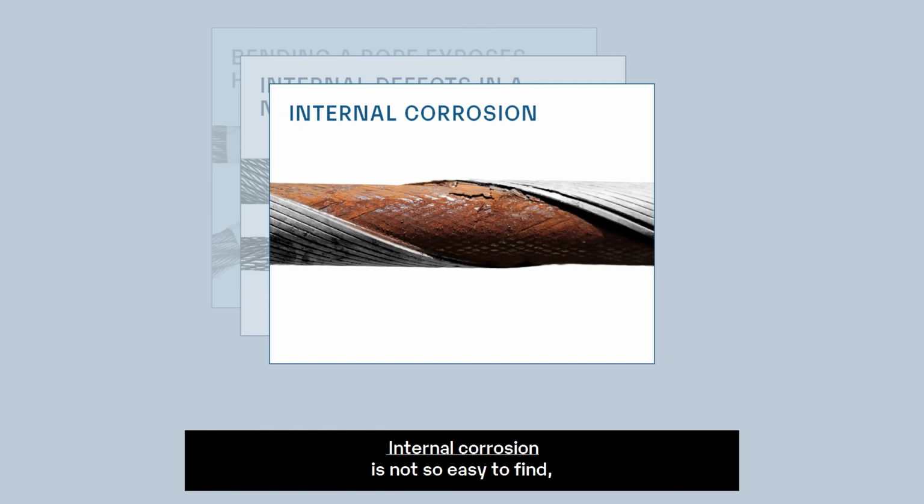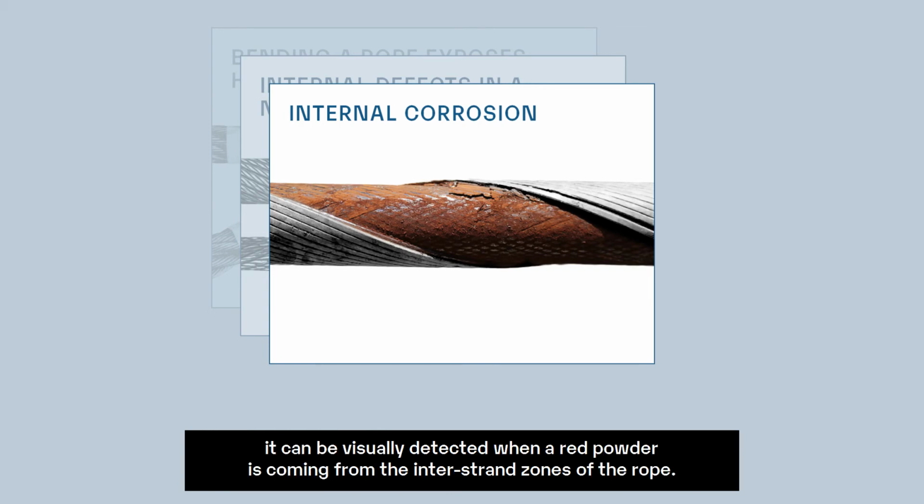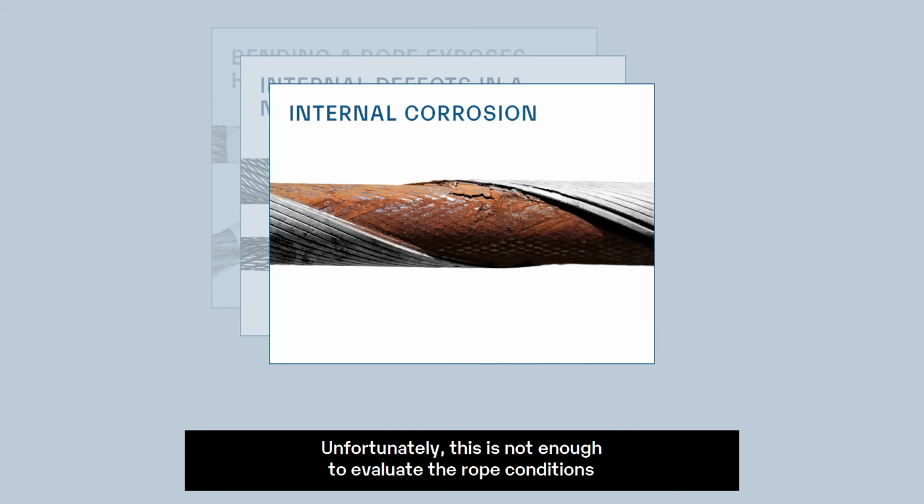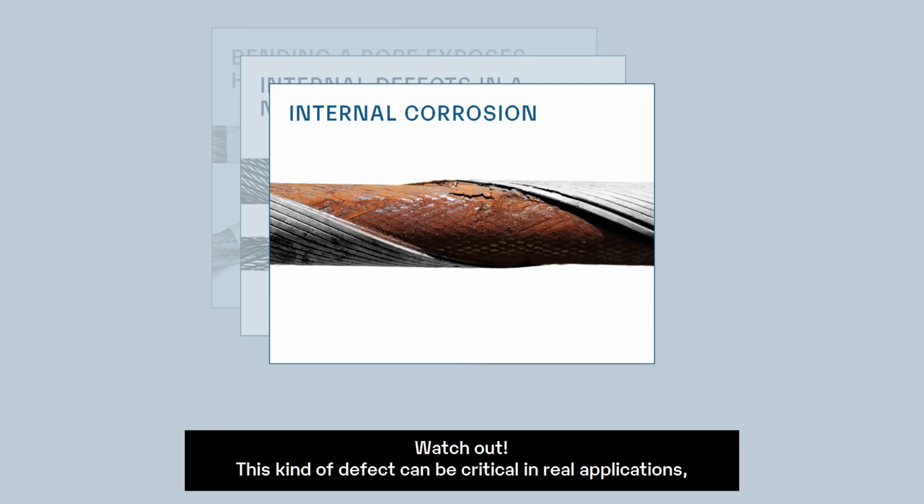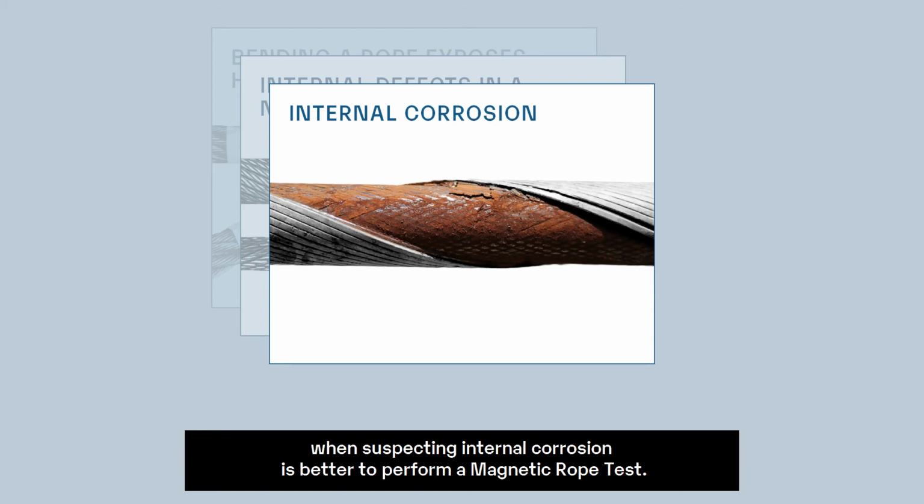Internal corrosion is not so easy to find. It can be visually detected when a red powder is coming from the interstrand zones of the rope. Unfortunately, this is not enough to evaluate the rope condition, because rust can also come from other parts of the plant, like sheaves and drums. Watch out! This kind of defect can be critical in real applications. When suspecting internal corrosion, it's better to perform a magnetic rope test.